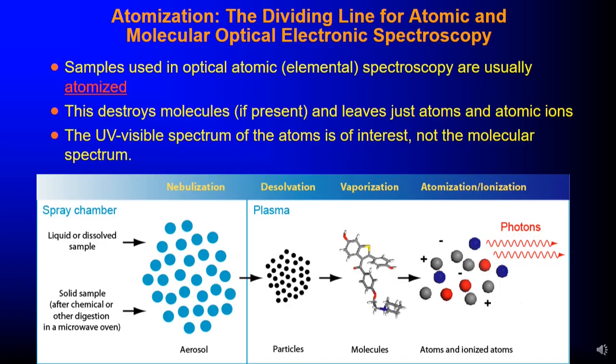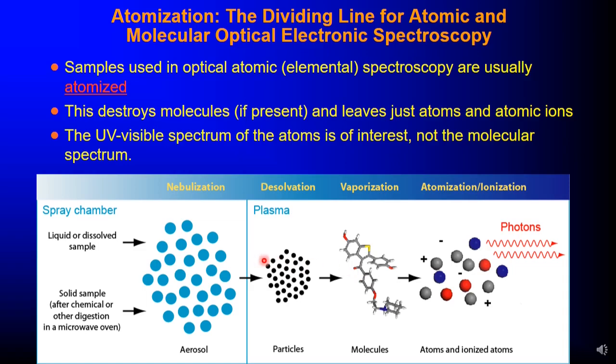So in atomic or elemental UV-Vis, samples used in optical atomic spectroscopy are usually atomized. From the word atom, it means they have to be in their atomic forms. So this destroys molecules if present and leaves just atoms and atomic ions. Of course, that is not a problem, because if our interest is atoms, then we won't lose anything by getting rid of molecules.